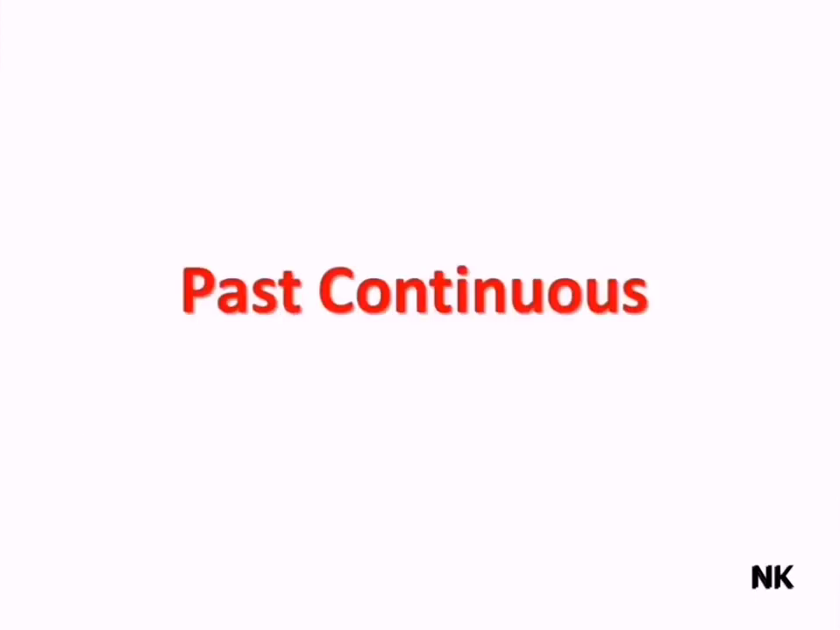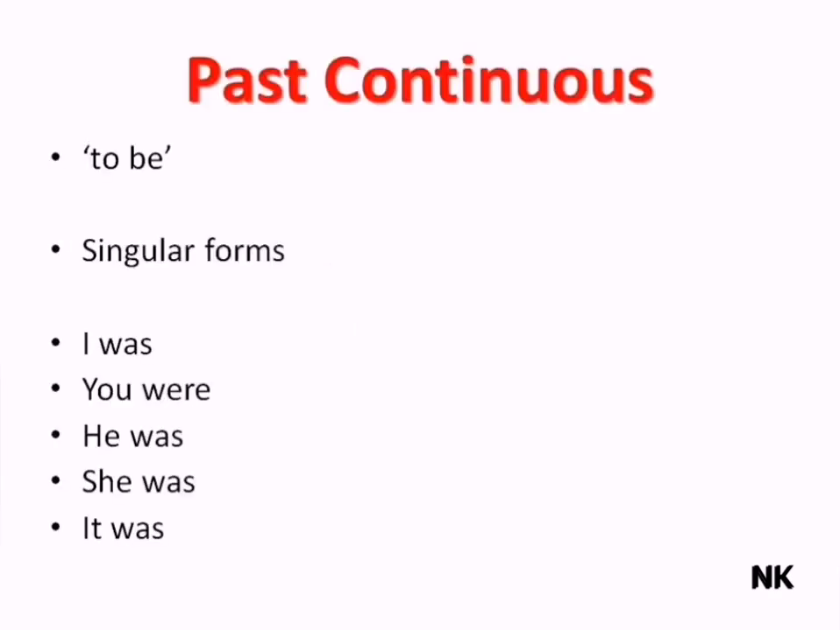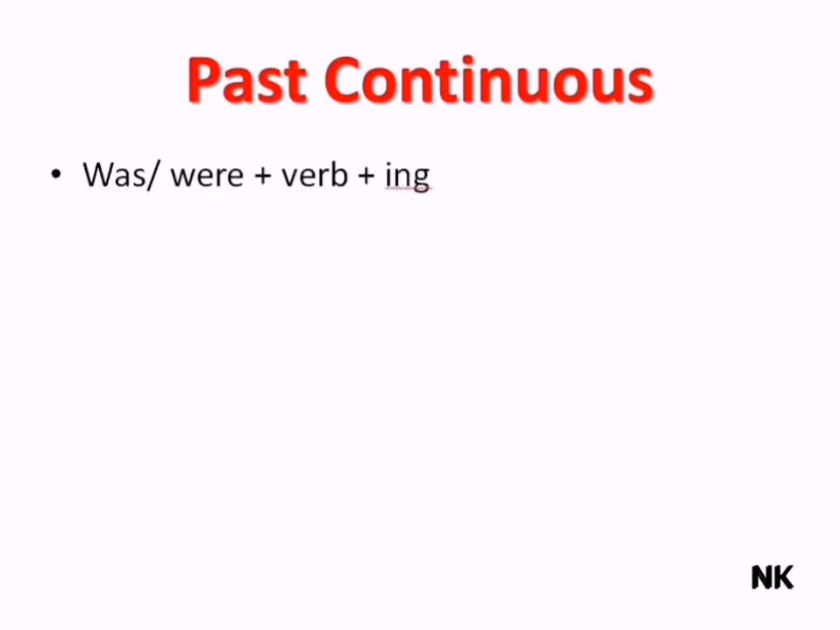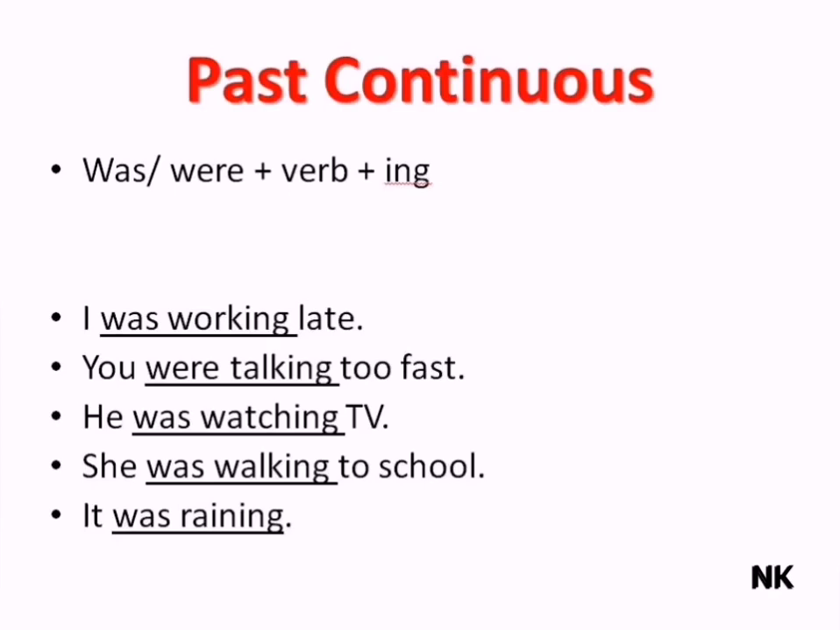Past continuous. But before we get started, it's good to know how to conjugate the verb to be in its past tense. For the singular form, I was, you were, he was, she was, it was. For the plural forms, we were, you were, they were. How to form the past continuous? We use the past tense of the verb to be, so either was or were, the base of the verb and ing. I was walking late.